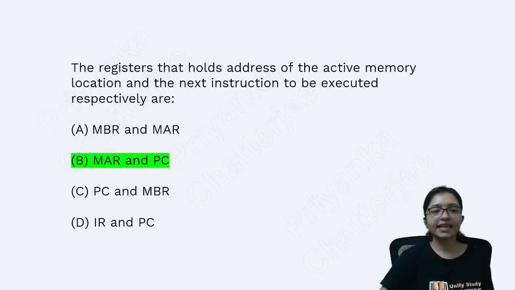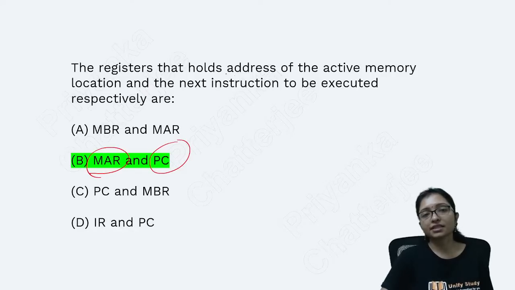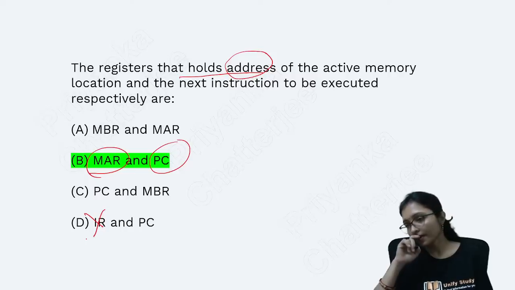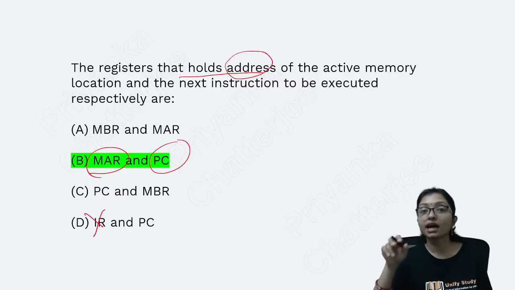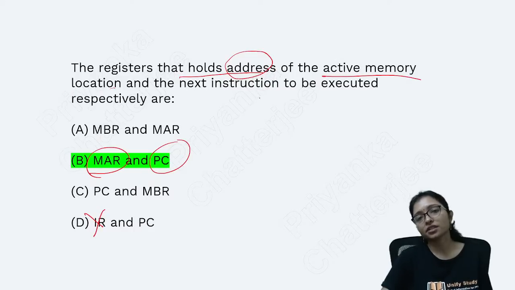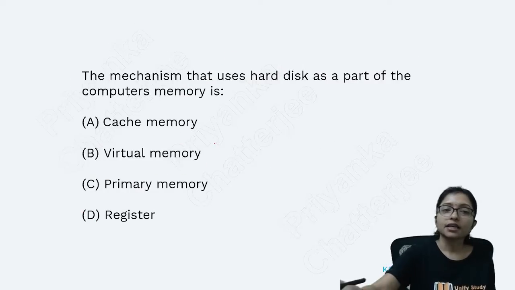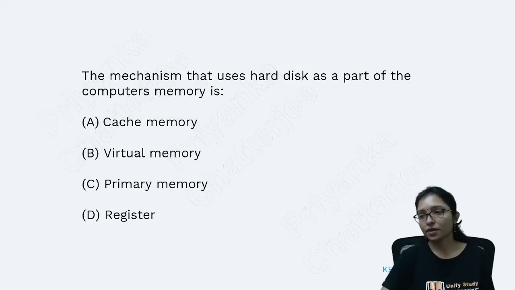Yes, the answer is MAR and PC, that is memory address register and program counter, because it is asking which hold the address. Don't make a mistake with the instruction register. Instruction register holds the current instruction, but it is asking which holds the address of the active memory, that is memory address register, and which holds the next instruction, that is program counter. Yes. Now tell me what is the answer for this one.